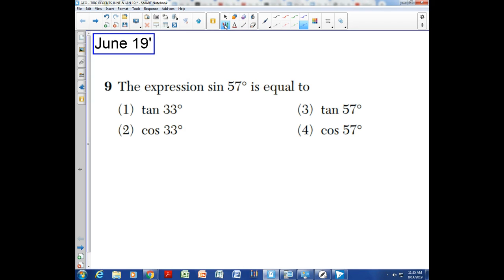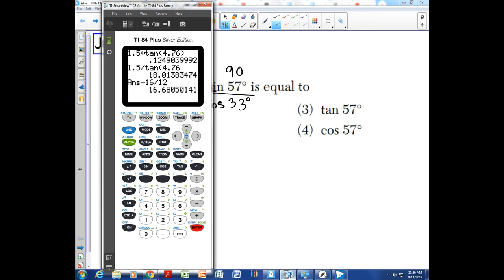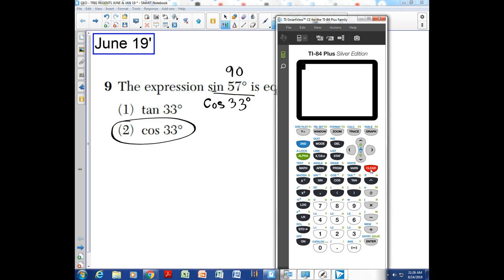So all we really would need to do here is to remember that sine of 57 will be equal to the cosine, and then take 90 degrees and subtract. And we are going to get 33 degrees. Now, this is also a really easy problem to check with your calculator, right? So if you just go to your calculator and put in the sine of 57 degrees and hit enter, and then put in the cosine of 33 degrees, you'll notice that they're the exact same number.